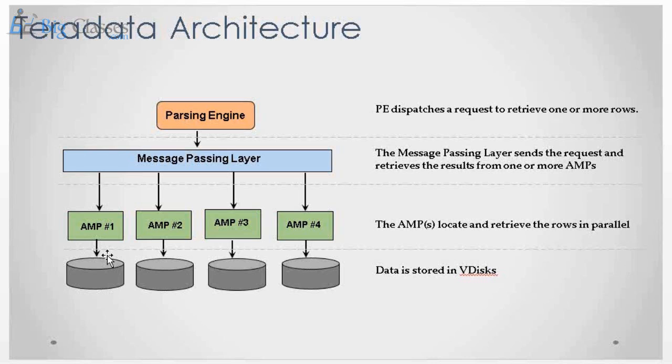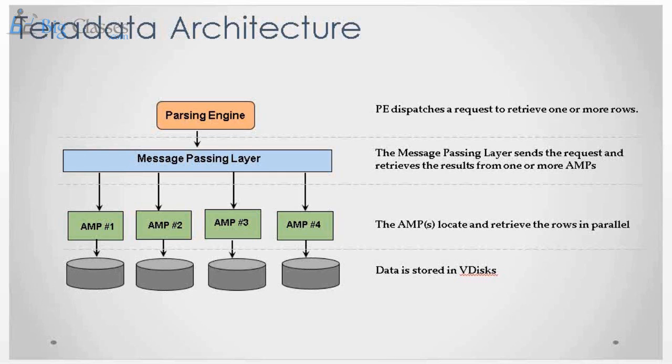For example, if you define sale date as the partition primary index, within each AMP the data will be sorted based on the sale date. So whenever you try to fetch the data based on sale date, you will access only one partition. So the partition primary index is mainly to sort the data within the disk. We'll see some examples of how the data will be sorted and how it helps to improve performance.